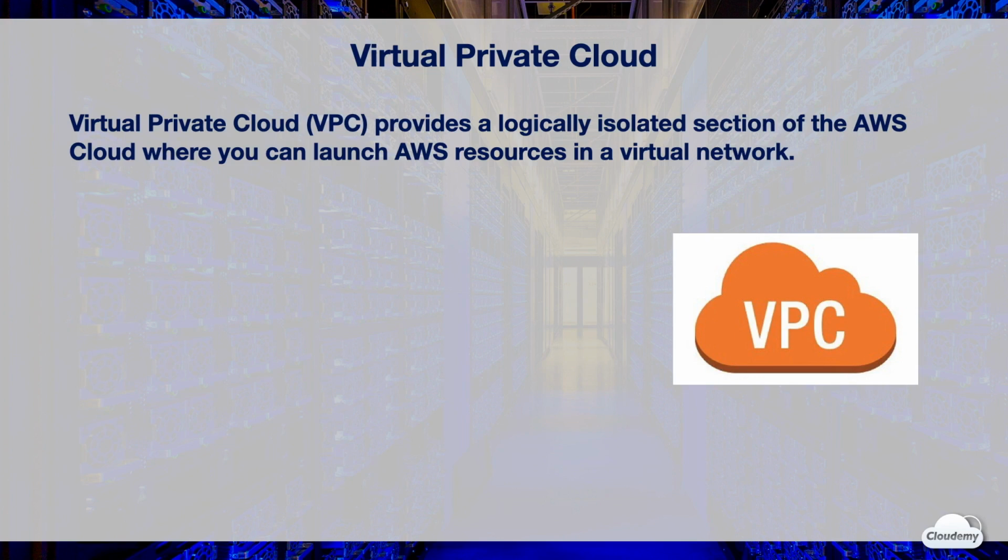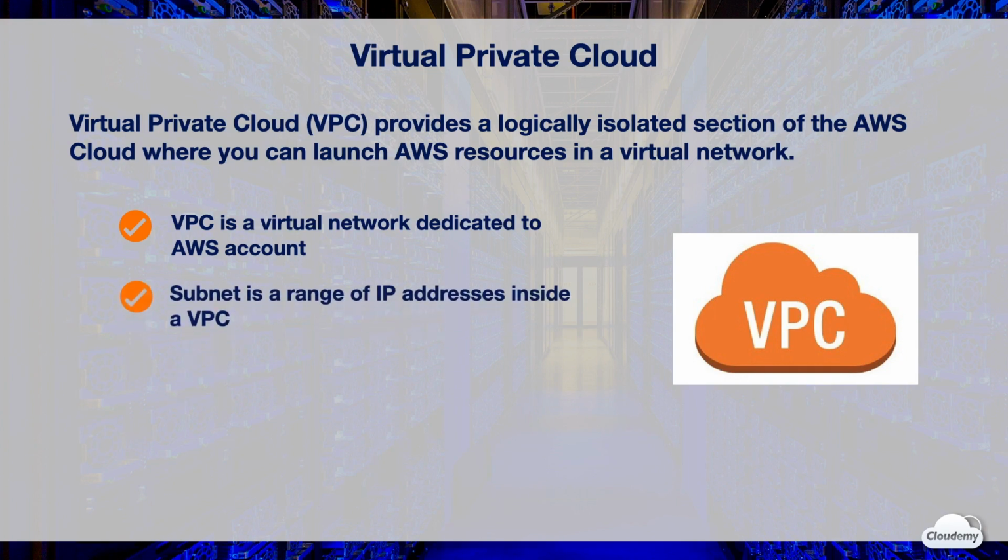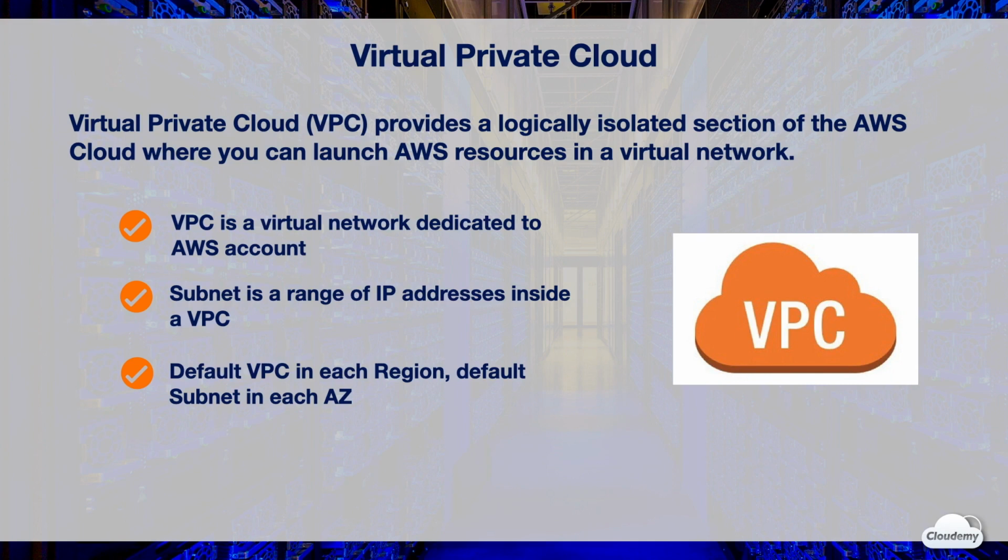For example, when you launch an EC2 instance, you will launch it inside a subnet of a VPC. A VPC is a virtual network dedicated to your AWS account. A subnet is a range of IP addresses inside a VPC. You have a default VPC in each region, and a default subnet in each availability zone. A default VPC and subnet are ready for you to use, so that you don't have to create and configure your own VPC and subnet. You can immediately start launching Amazon EC2 instances into your default VPC.